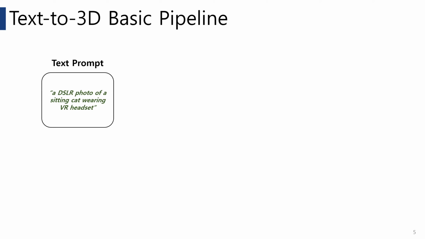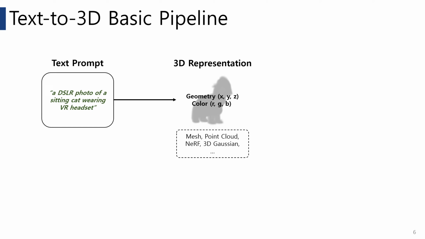First, let me explain the basic pipeline of text-to-3D generation. Of course, it all starts with a text prompt. For example, let's say you input something like a DSLR photo of a sitting cat wearing a VR headset. Based on that text prompt, the system generates a 3D representation. There are various types of 3D representations such as mesh, point cloud, NeRF, and 3D Gaussian. By defining values for geometry and color, you can shape the appearance to match what you want.